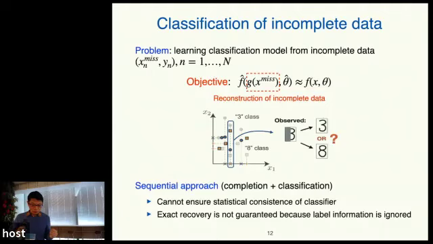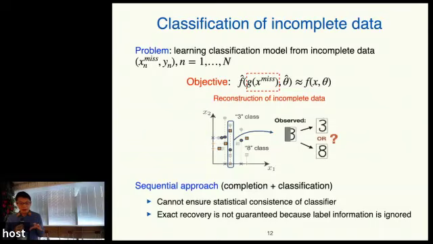Next, I will switch to supervised learning. Previously, we talked about using data to make predictions for missing points. Now for supervised learning, we have training data X and Y, but the input data X has a lot of missing pixels or missing points. Our objective is still to train a classifier F hat, which is exactly the same as the classifier F that is trained on the complete data.